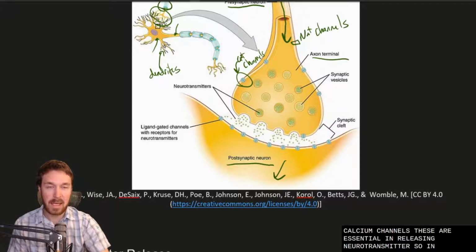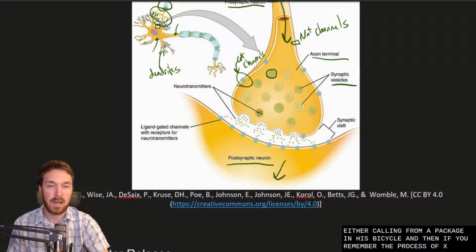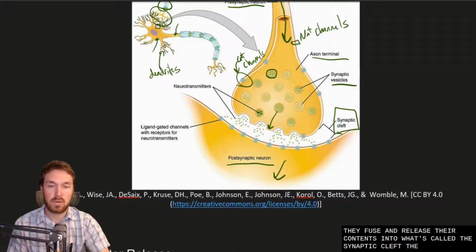Inside the presynaptic membrane here, we have these little vesicles. These are called synaptic vesicles, and they're packaged with neurotransmitters inside. Let's say right now we're talking about acetylcholine. Acetylcholine is going to be packaged in this vesicle, and then if you remember the process of exocytosis, when the signal gets down here, these vesicles move down to the cell membrane, fuse, and release their contents into what's called the synaptic cleft. The neurotransmitter then binds to receptors on the postsynaptic neuron.